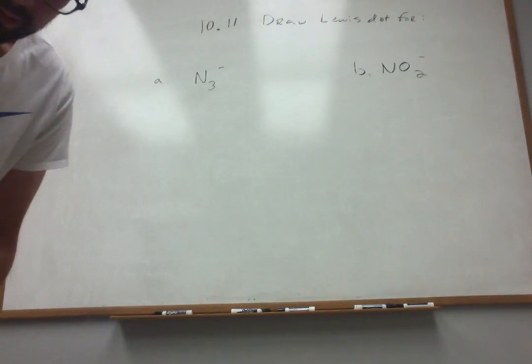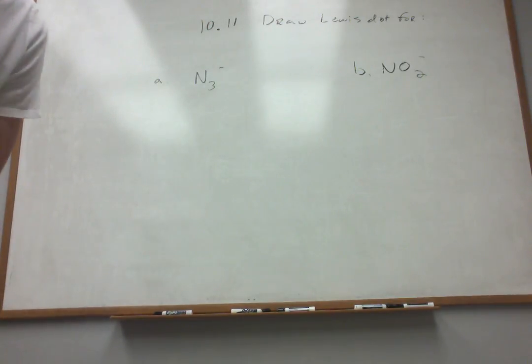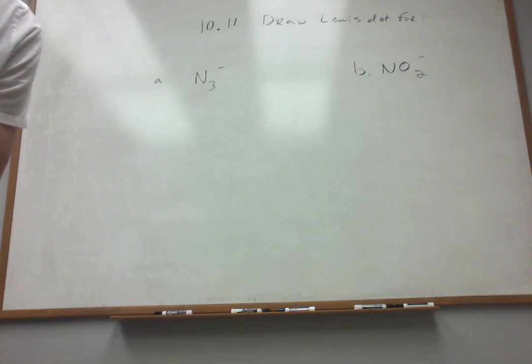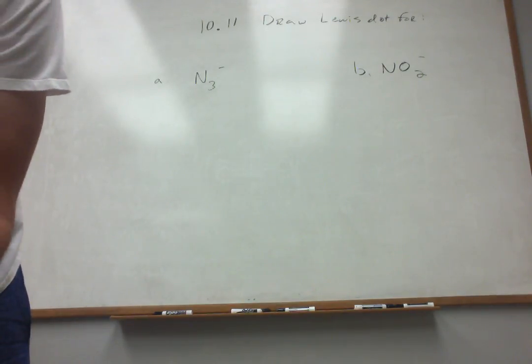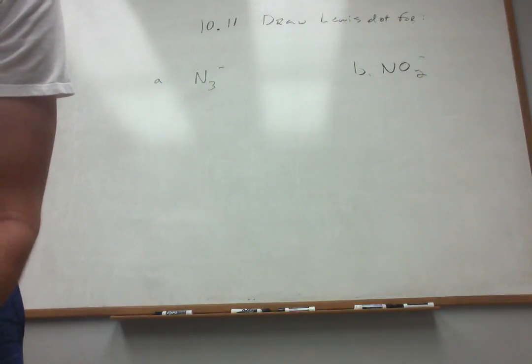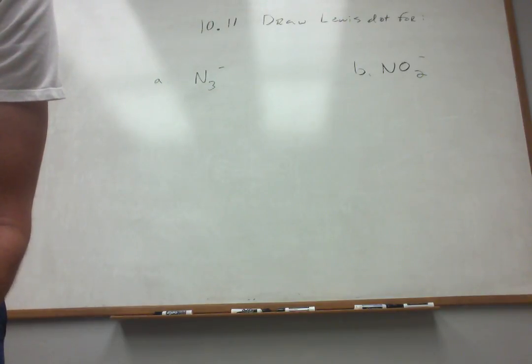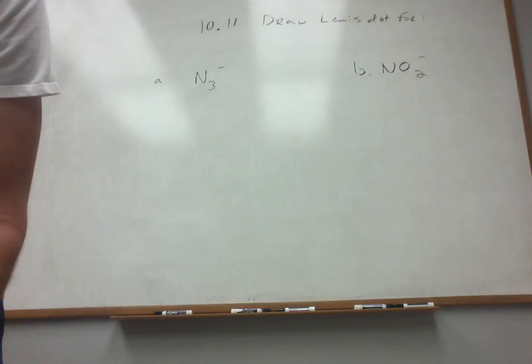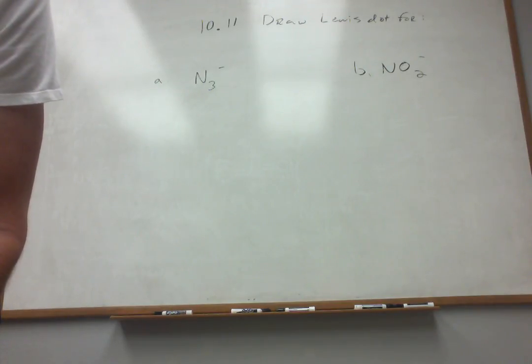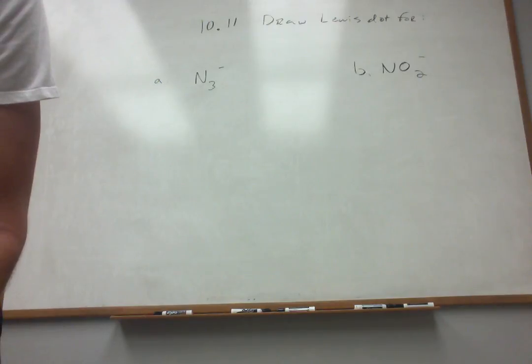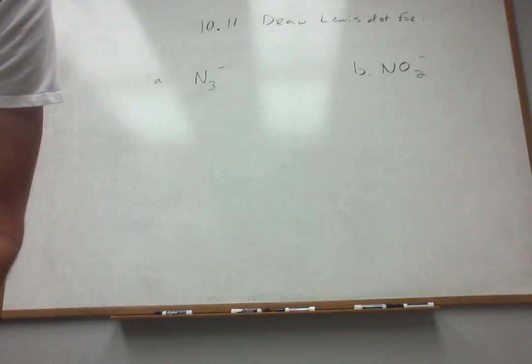All right, let's work 10.11, which is more Lewis dot structures. We are asked to draw a couple Lewis dot structures for N3 minus 1. This ion is actually known as azide. And sodium azide is one of the active ingredients in airbags in automobiles, as it turns out. So that's kind of interesting.